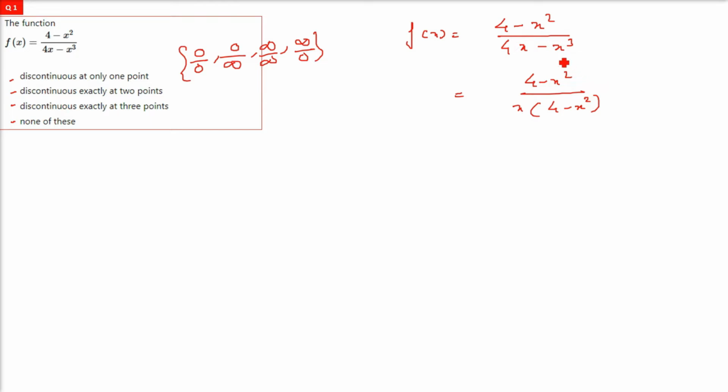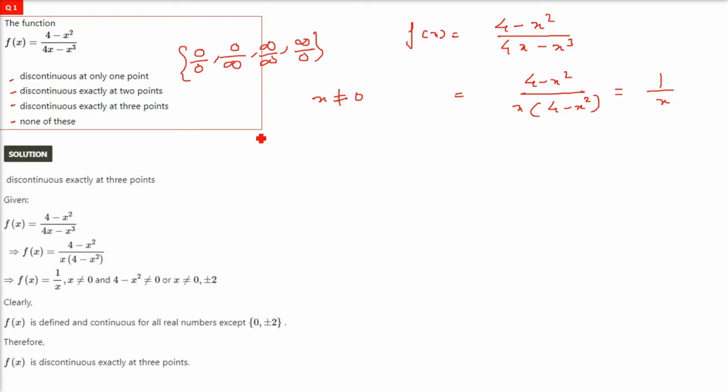So 4 minus x square, 4 minus x square. You will be tempted to cancel these two, so only 1 by x will remain. So the answer will be only that x should not be equal to 0. This is one point. So you will be tempted to answer the first option. But it is not like that.